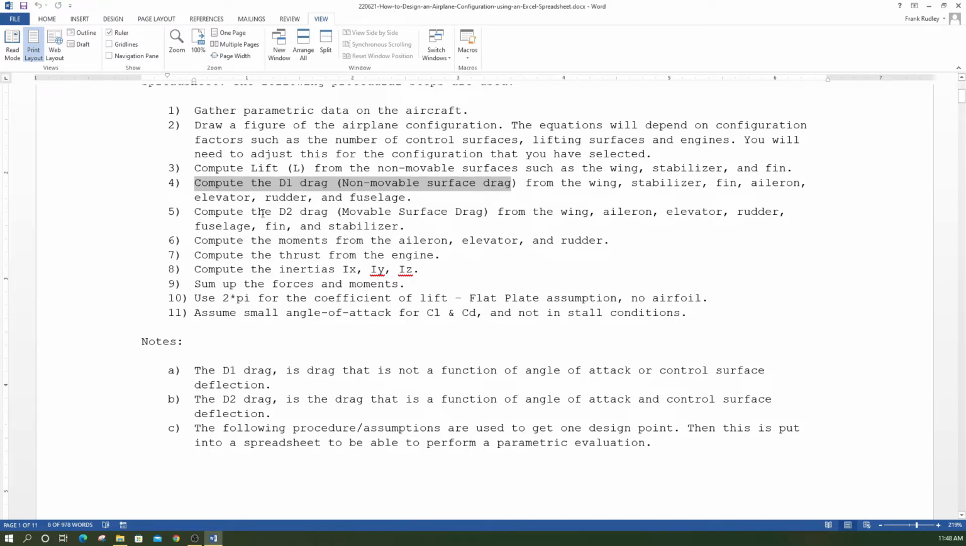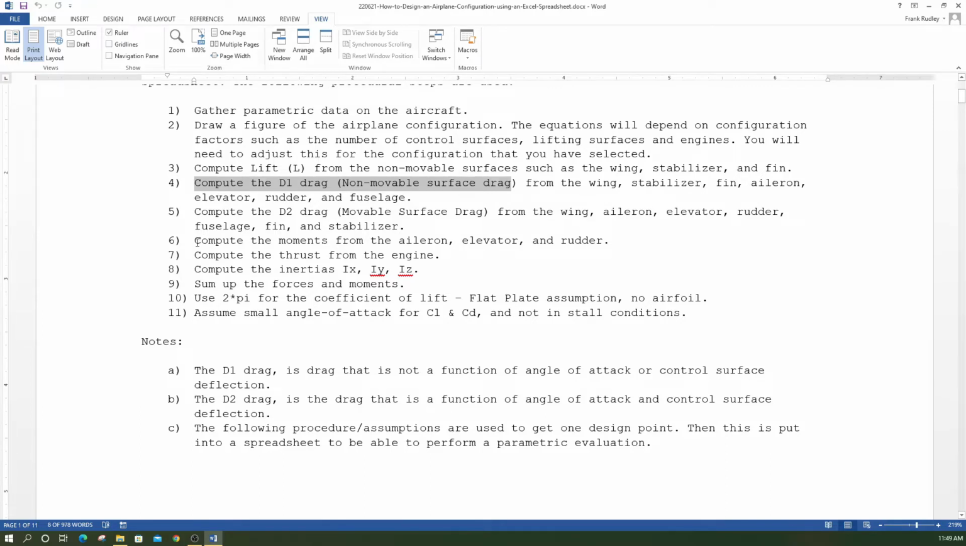And then compute the D2 drag. That's the movable surface drag. So that's the drag from things that move, such as ailerons, the wing, which moves with angle of attack. The D1 drag isn't a function of angle of attack where the D2 drag is, and anything that moves is D2 drag that moves with angle.